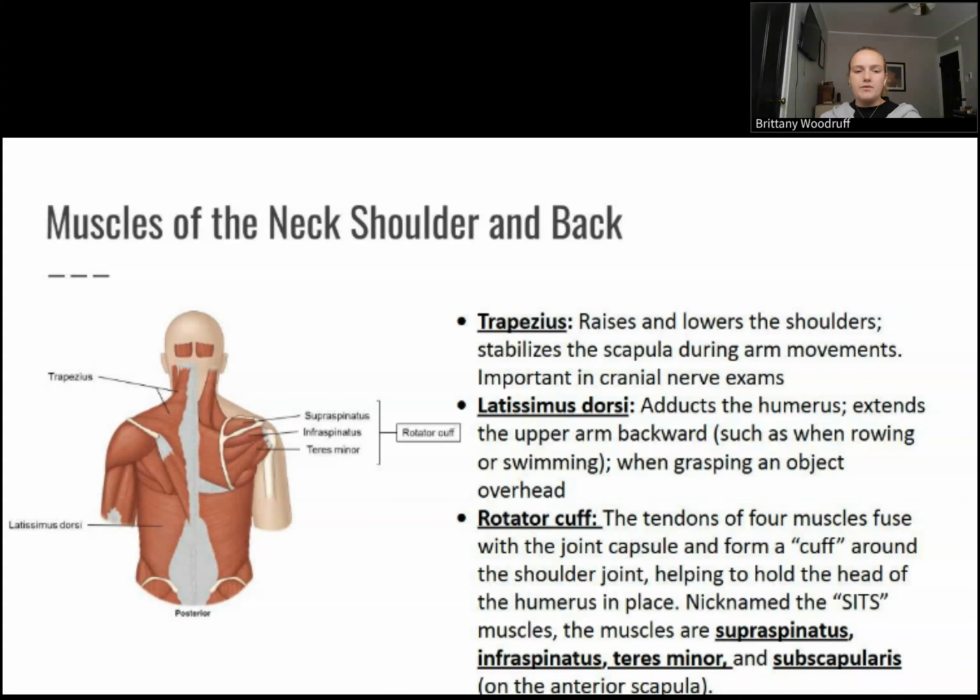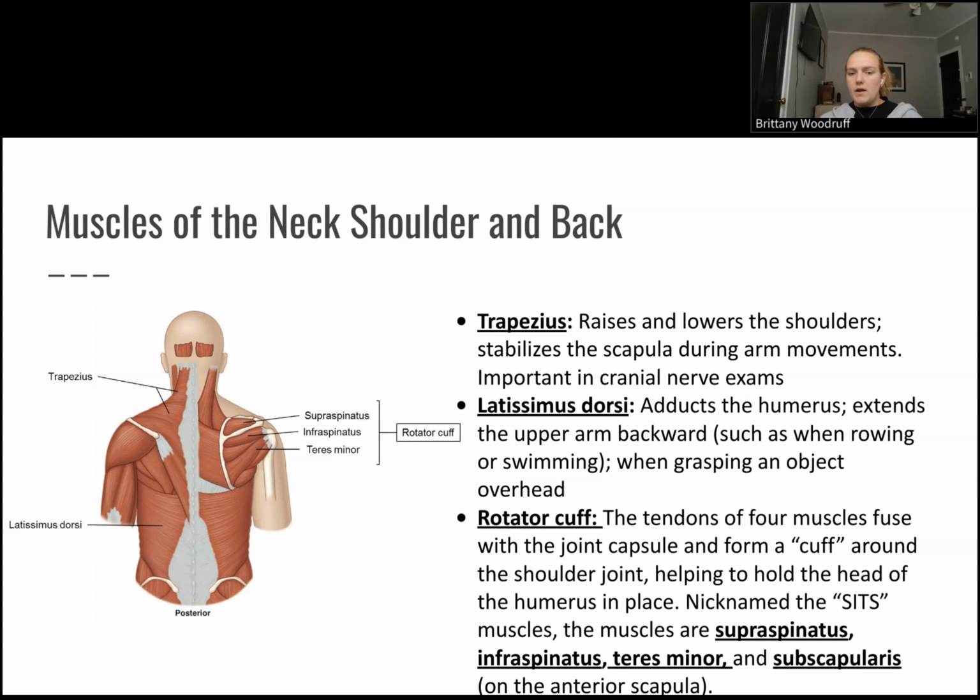Your rotator cuff. I know in your packets I accidentally left the individual muscles. You do not need to do that. I just want you to know them collectively as the rotator cuff. The rotator cuff is responsible for stabilizing the shoulder. There are four muscles in it called the SITS muscles. So: rotator cuff, shoulder, SITS muscles.